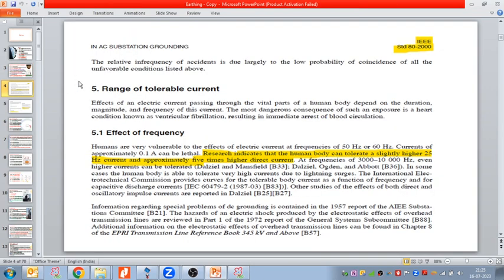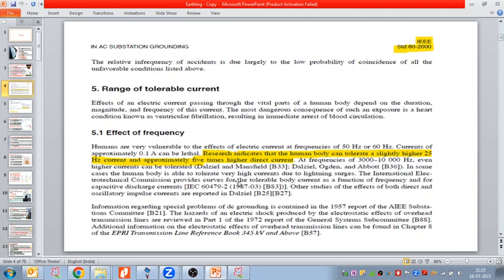I took the extract from IEEE 80 just for a quick reference. So here, if you see, this is IEEE 80. This is clause number 5, range of tolerable current, how much current a human body can tolerate, and under this clause 5, under the sub clause 5.5, effect of frequency of the current.